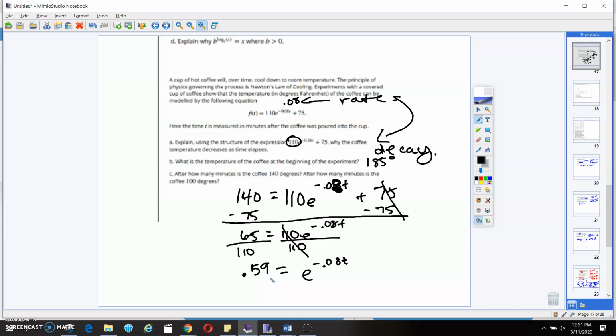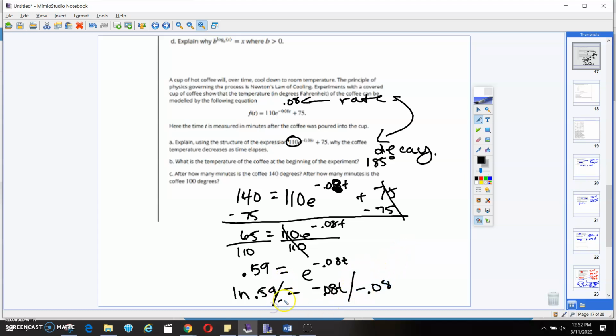Okay, so now what you're going to do is take the ln of both sides so that you get rid of this e. So it's going to be ln of 0.59 equals negative 0.08t. And the reason why that e disappears is because if you take the ln of both sides, those are inverses of each other, right? Then you're going to divide by negative 0.08.